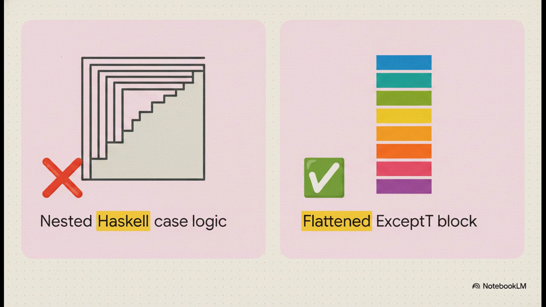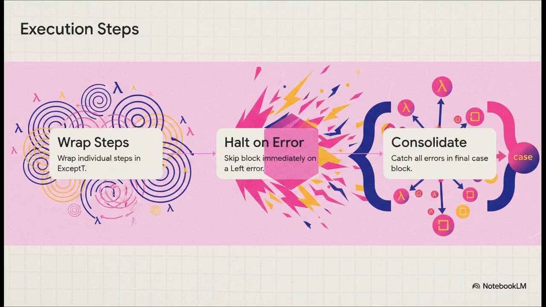Instead, you get this beautifully aligned column of operations. You read it from top to bottom exactly how you would naturally describe the program's behavior out loud. So the crucial point is how this actually functions during execution. It's a really elegant three-step process.